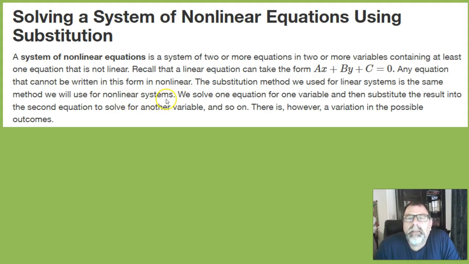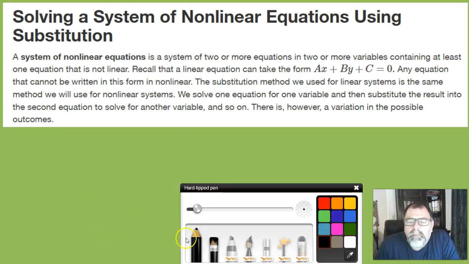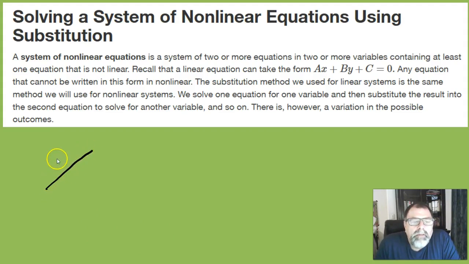We're going to use the same technique, where we solve one equation for one variable and then substitute the result into the second equation to solve for another variable. There is, however, a variation in the possible outcomes. If we had two lines, thinking about our graphing method, you can get one solution only if they're intersecting lines. If they're parallel lines you'd have no solution, and if they're the same line you'd have an infinite number of solutions, i.e. all the points on the line.